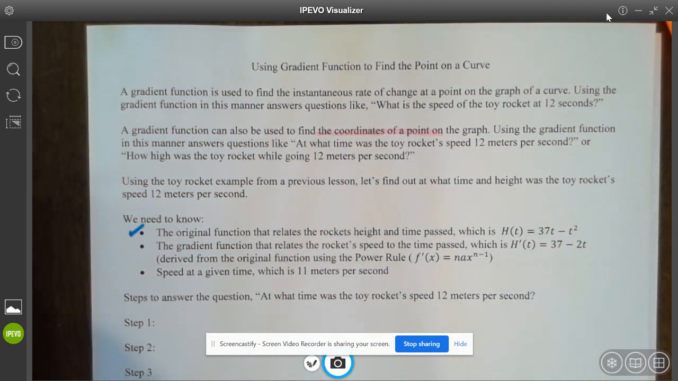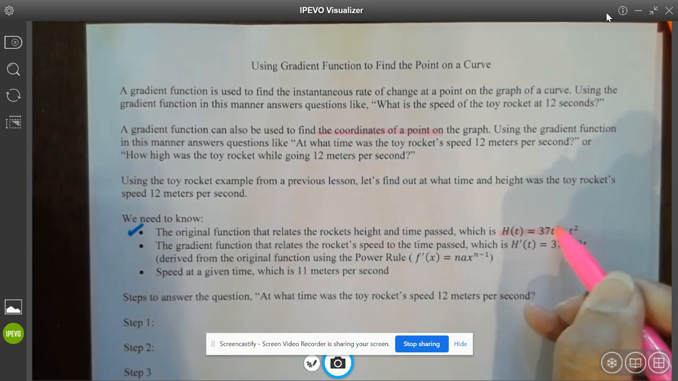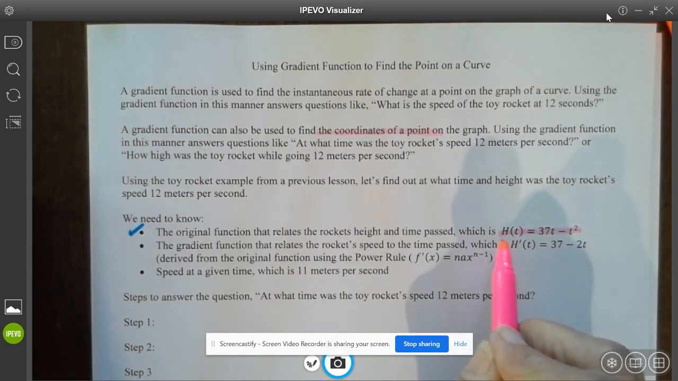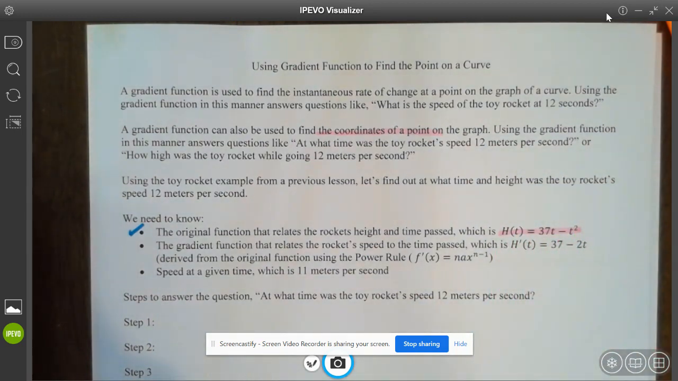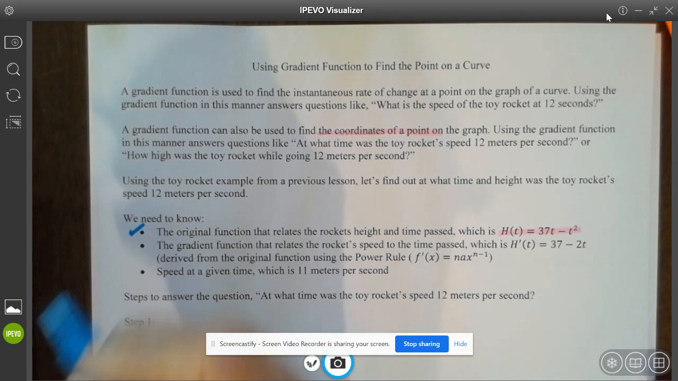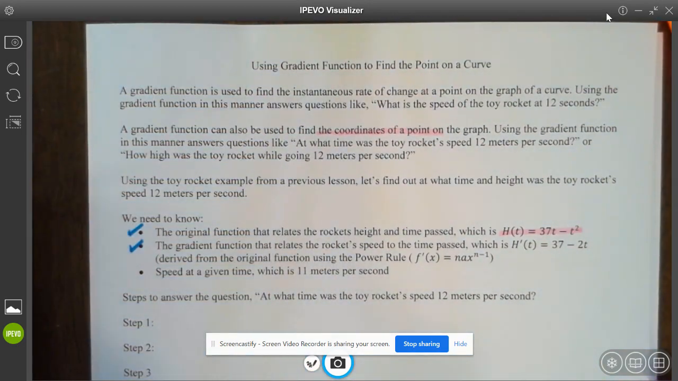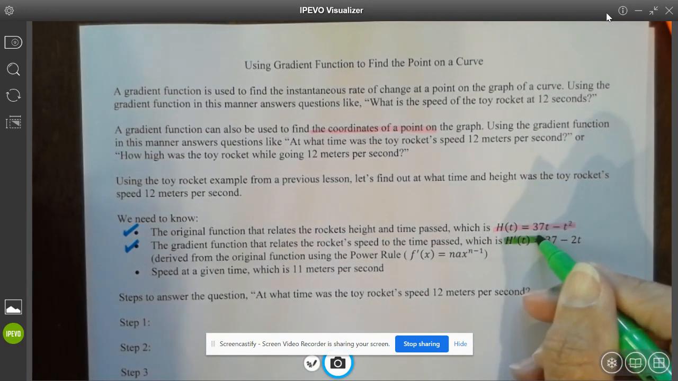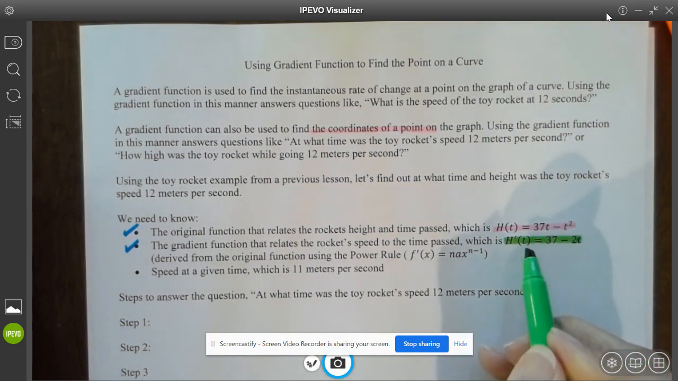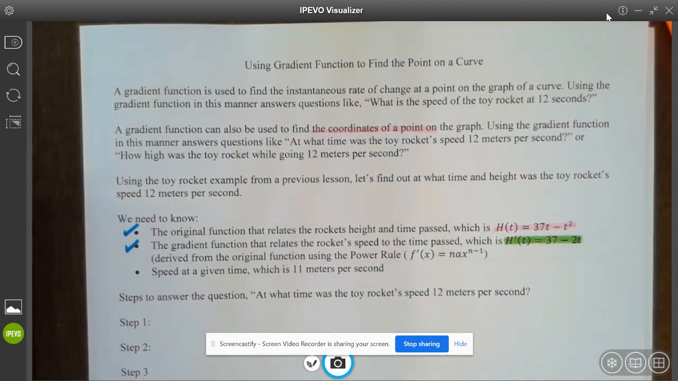The original function of that toy rocket's trajectory is this. What this says is that the height of the rocket is based on the time passed. We also are going to need to know the gradient function of that rocket. The gradient function says the instantaneous rate of change, the speed of the rocket, is dependent upon the time passed.